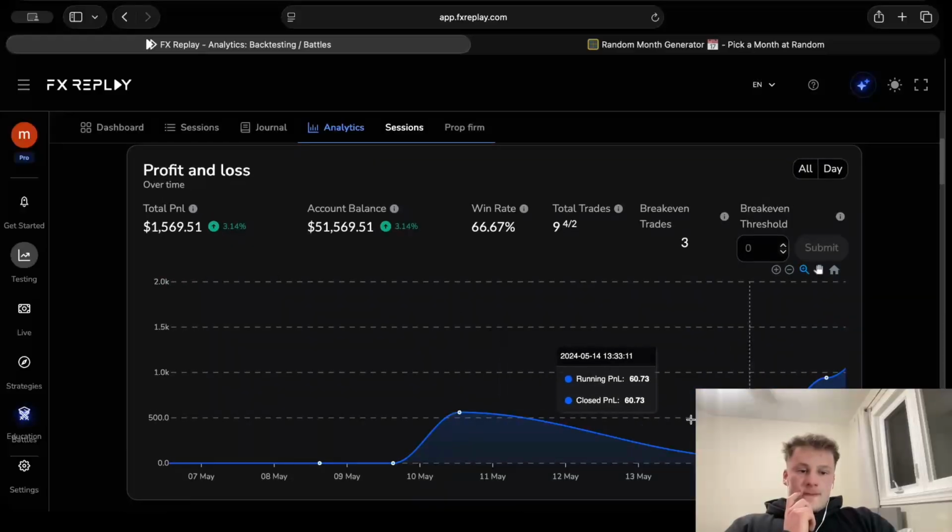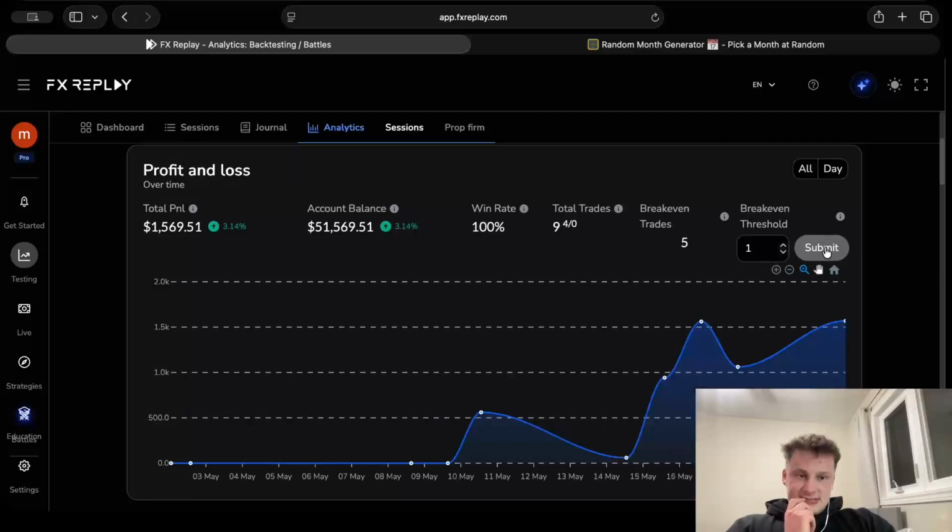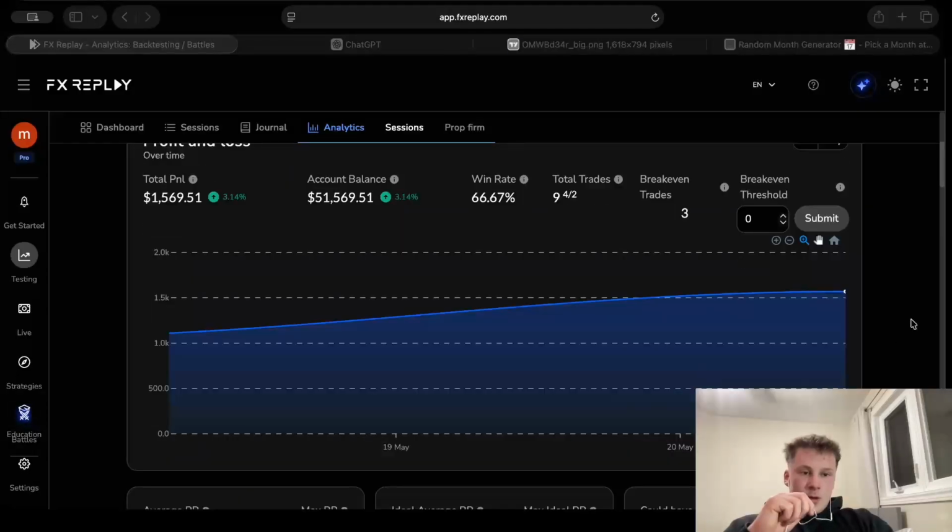Not a bad win rate, considering, let's say we did take one trade out of this, we win 100%. No, that's not true. All right, so to finish out, we ended up with a 66.7% win rate with 3 break-even trades, and we won 4 of the total trades.